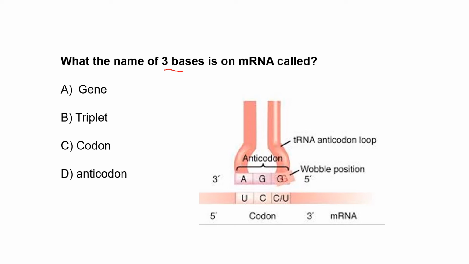Here I'm asking you about the 3 bases of the messenger RNA. So the only option here is a codon. We already studied the anti-codon here, but we know that the codon will be the one for the messenger RNA.